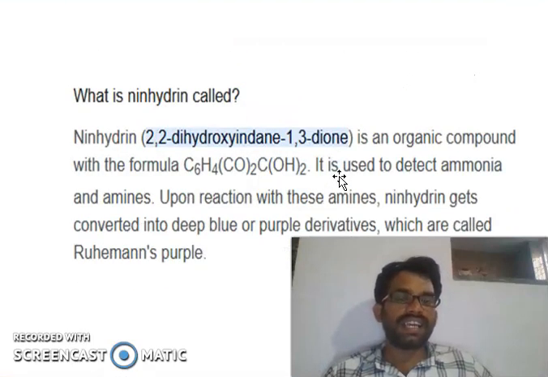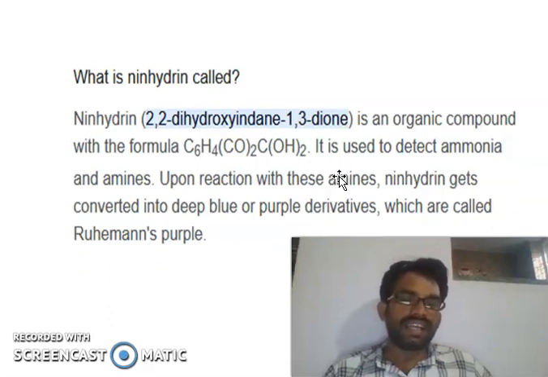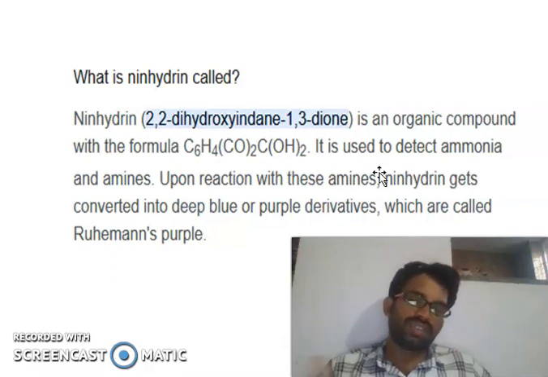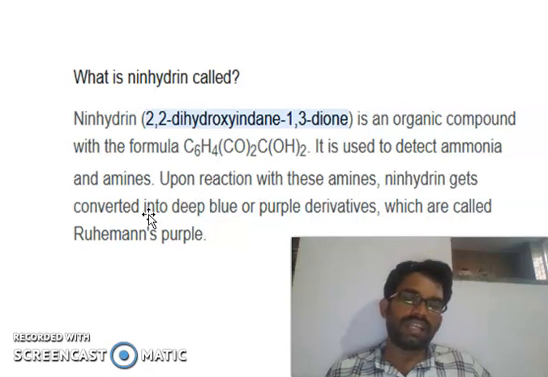Then what is ninhydrin called? Generally we discussed it in the previous slide. Ninhydrin is 2,2-dihydroxyindane-1,3-dione, an organic compound. This is the reagent used in the detection of ammonia and amines. Upon reaction with these amines, ninhydrin gets converted to deep blue or purple derivatives called Ruhemann's purple.